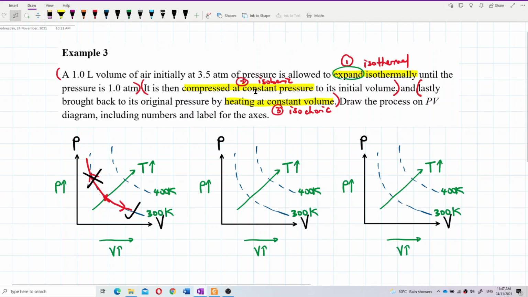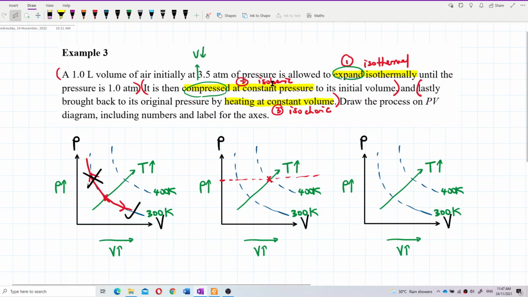Next, look at the second one. He said compress at constant pressure. Constant pressure means I must maintain the same pressure. Let's say I start from here. He says compress. You see that? Compress means what? Volume decreases, isn't it? Volume decrease.